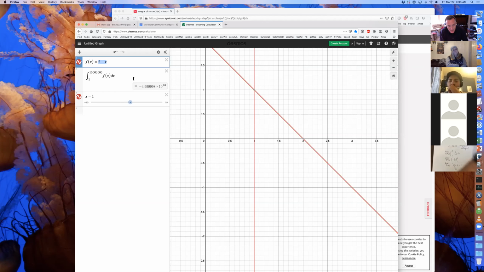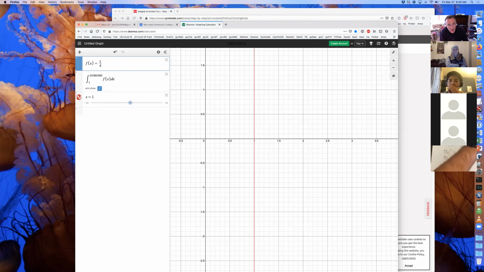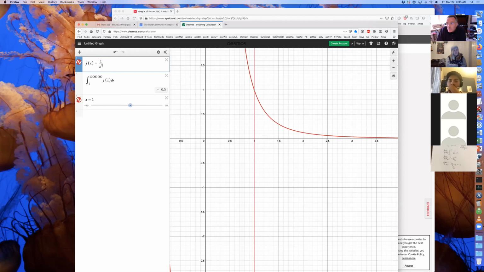Yes. Why don't we try this one? 1 over x cubed. Looks to me like when x gets bigger and bigger and bigger, even though this is open, it looks like we're still going to get a finite area. In fact, if we put in 10 million, Desmos thinks it's going to be right on a half. So if we put in something a little smaller than that, it would be getting closer and closer and closer to a half. So it looks to me like you'd still have an area in there.